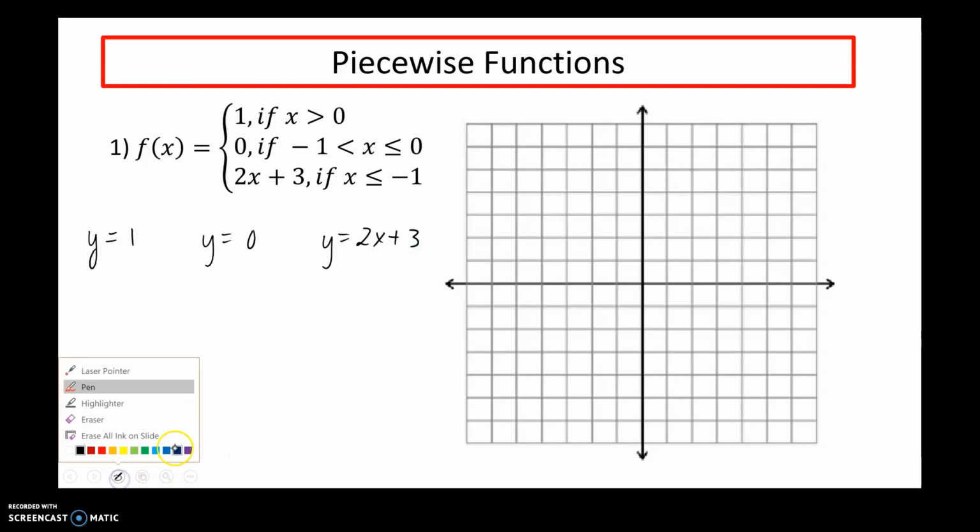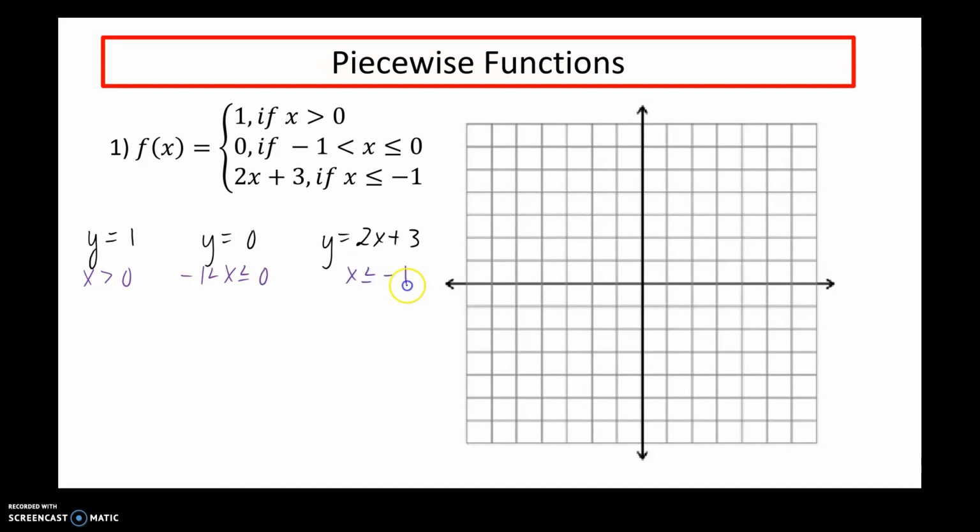Now, those pieces are defined on specific domains. That's where this comes into play. So y is equal to 1 when x is greater than 0. y is equal to 0 between -1 and 0. And y is equal to 2x plus 3 when x is less than or equal to -1. So when I graph piecewise functions, I always start at the domain.